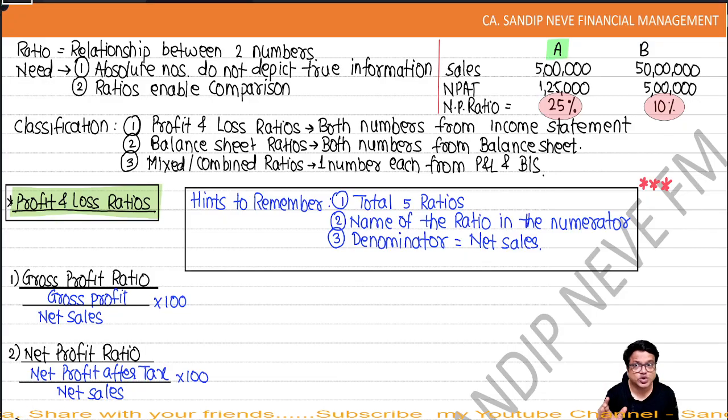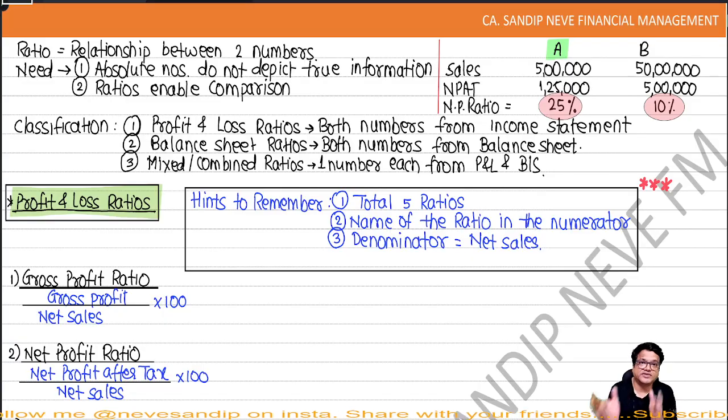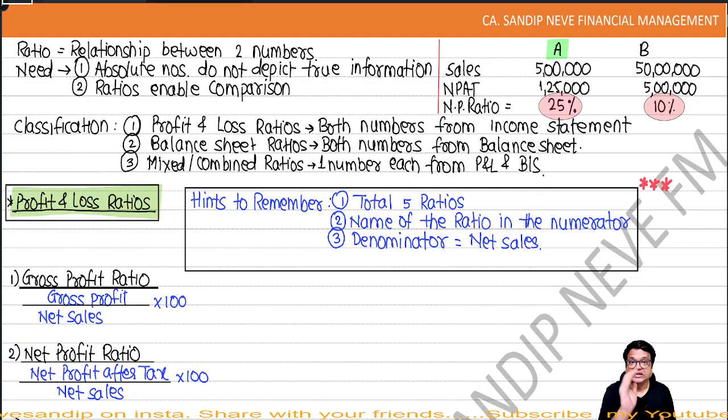So we are going to talk about ratios. We know a ratio is simply a relationship between two numbers. Why do we need it? We have discussed that absolute numbers will not depict the correct information, and a ratio will help you compare. With absolute numbers you cannot compare. We took an example like this in the class also: the sales is given, NPAT is given. Looking at the NPAT figure, you cannot arrive at a correct decision. What you must do is convert the data into the net profit ratio. Once you convert into the net profit ratio, you will definitely be able to compare the two pieces of information.